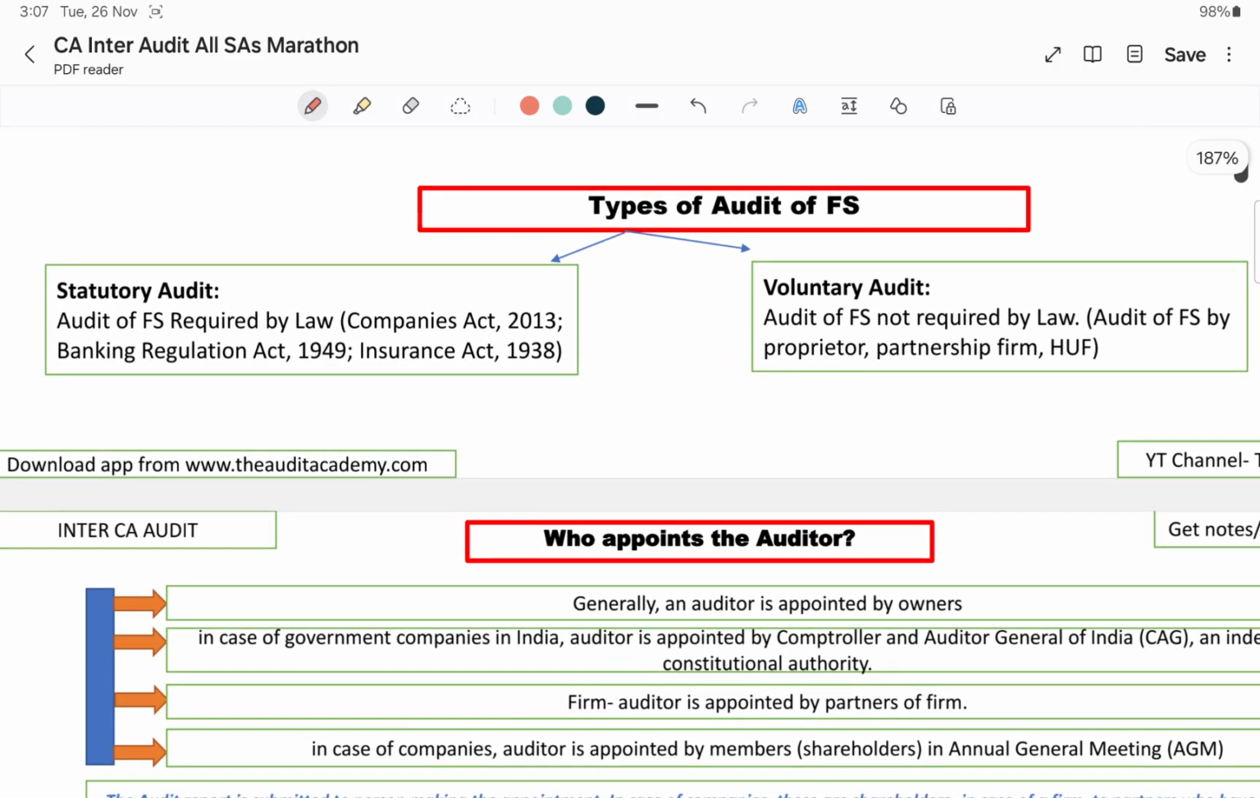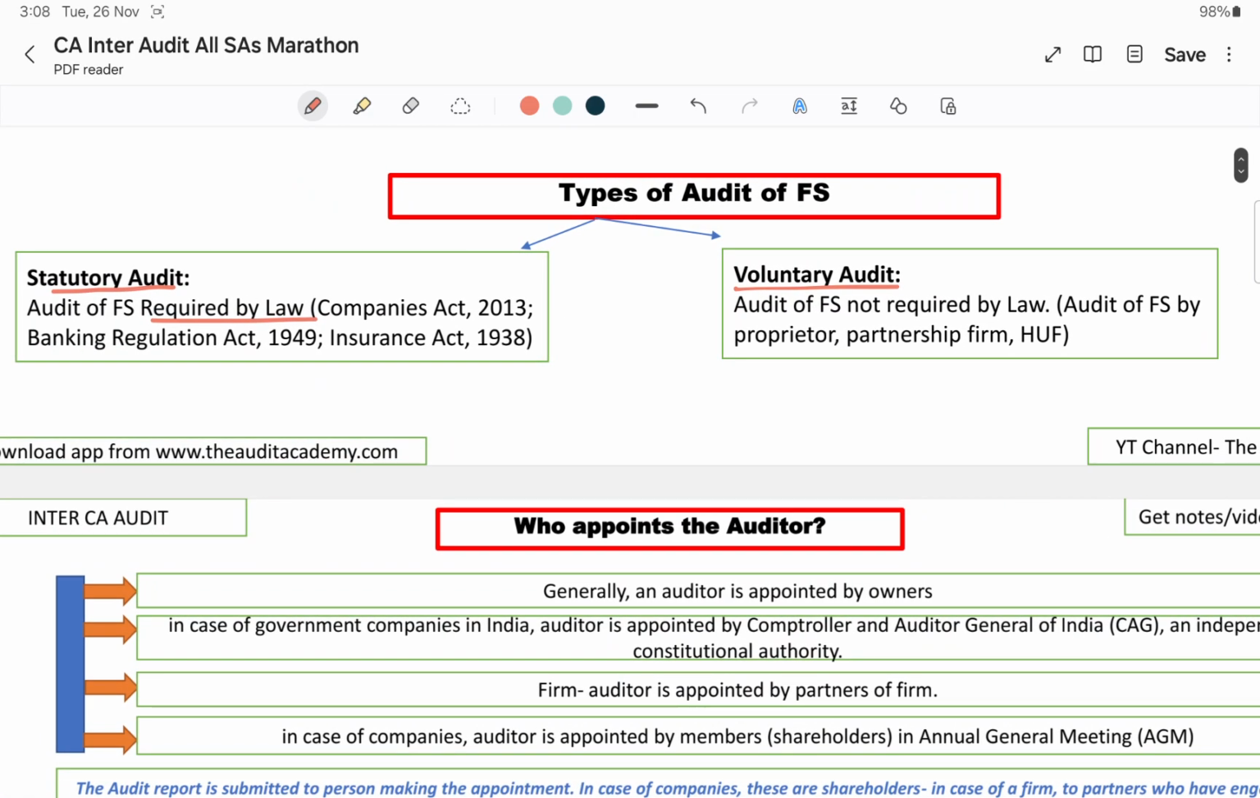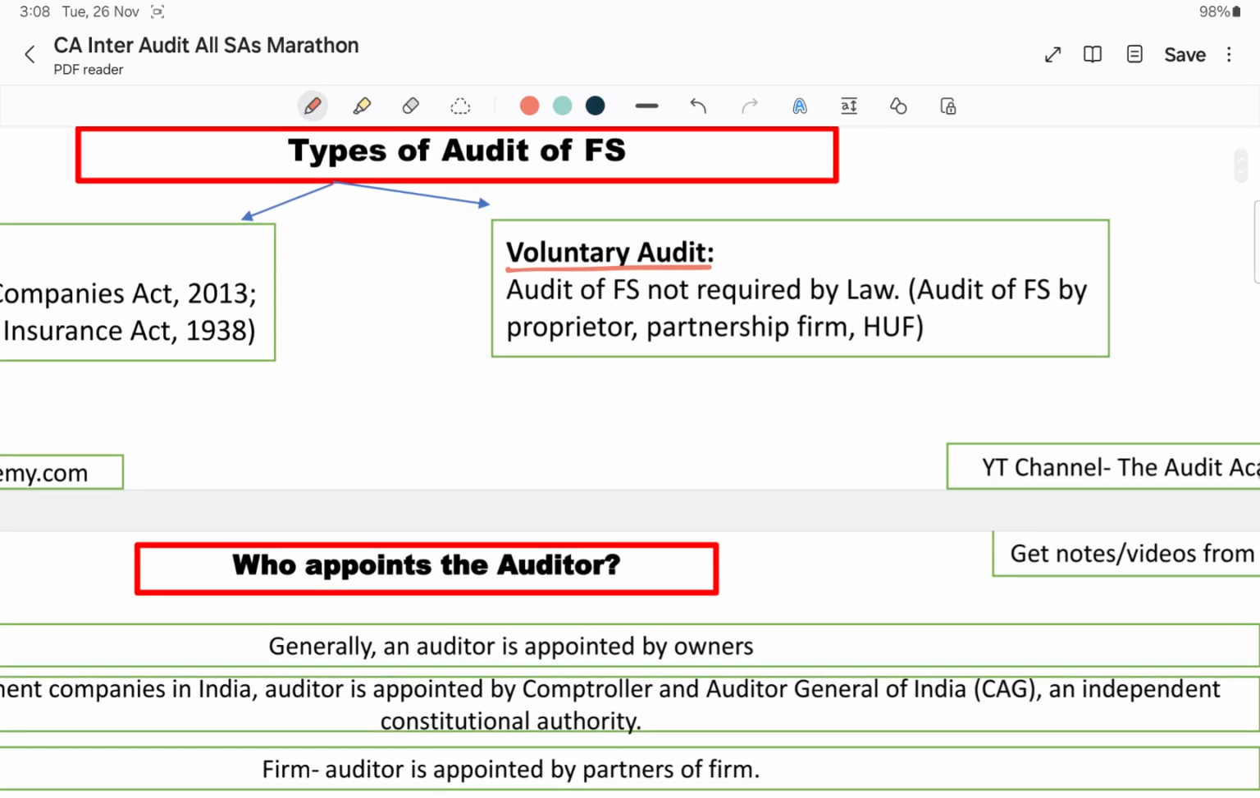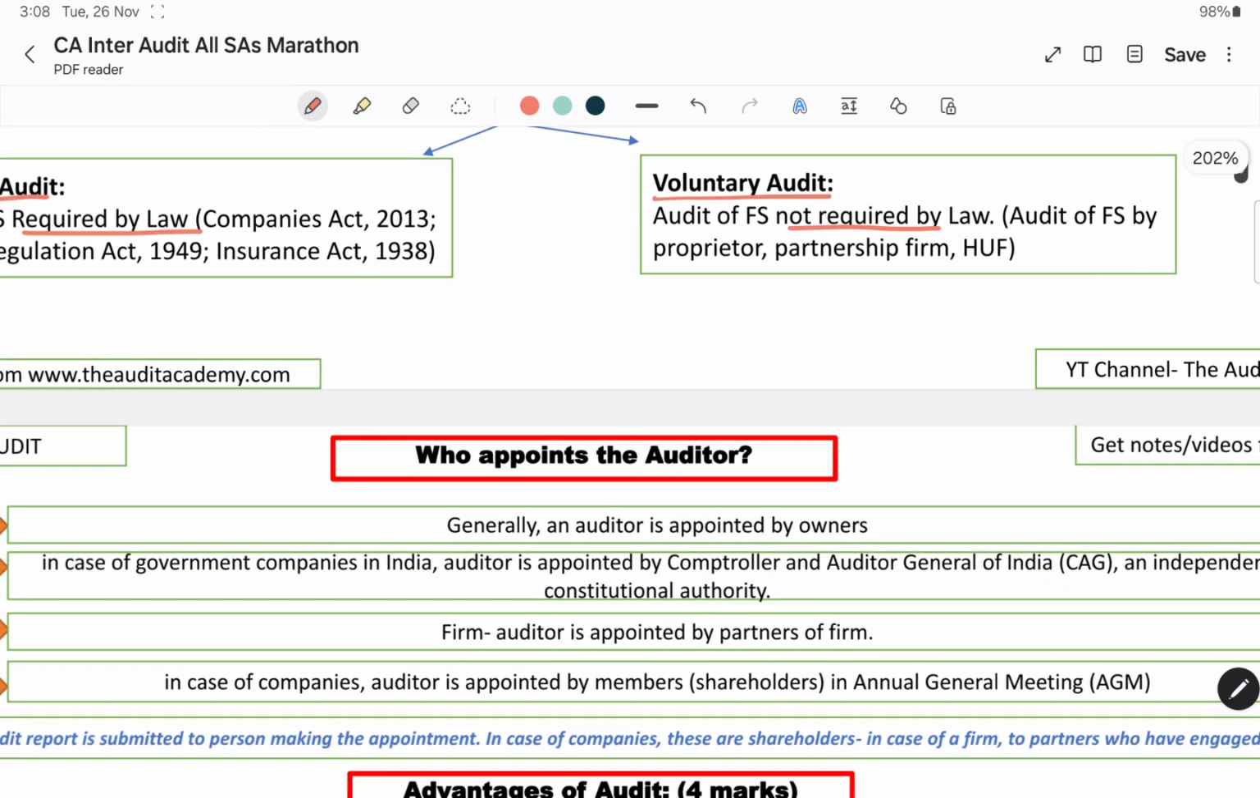Okay. Types of audit of financial statement. First is a statutory audit and other is a voluntary audit. Statutory audit, audit of financial statement required by law, in which Companies Act 2013 is applicable, Banking Regulation Act, Insurance Act, and any other governing act is applicable. So that requires a statutory audit, which is compulsory. And voluntary audit, audit of financial statement not required by law, audit of the financial statement by the proprietor or a partnership firm or an HUF.